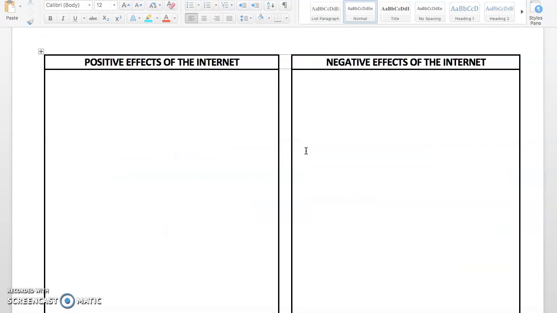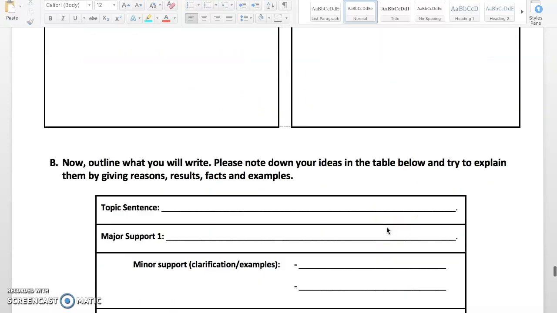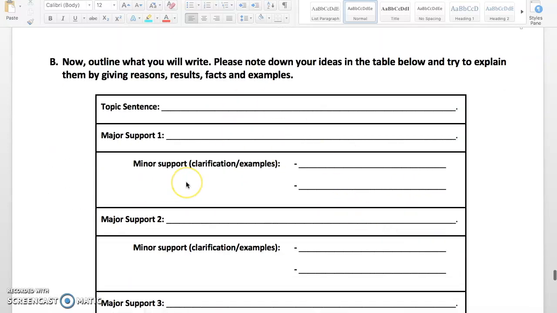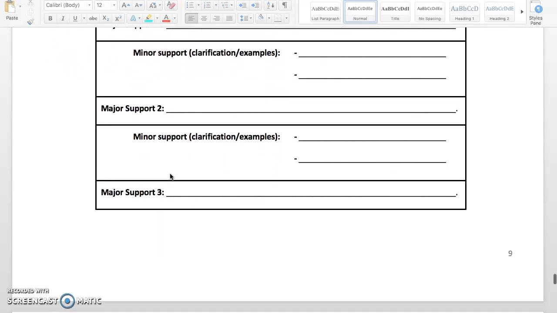Please make sure that you follow the pre-writing steps on page 8 and 9. First of all, just brainstorm everything that comes to your mind in these two tables and choose a side, whether you will focus on the positive effects or the negative effects. And then prepare your outline. Find the majors that you can support better, you can find more minors about, and then write your paragraph.